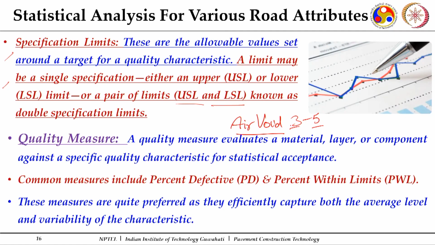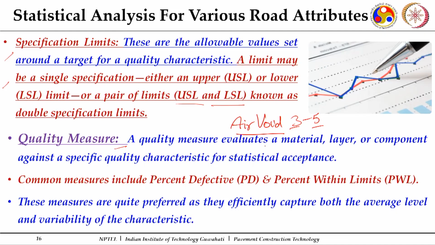So, there is a lower specification limit also, there is an upper specification limit also. So, I need to ensure that it lies within both the upper and lower specification limits. So, this is a quality measure. Now, on the basis of that, we need to work out what is the quality of the work.